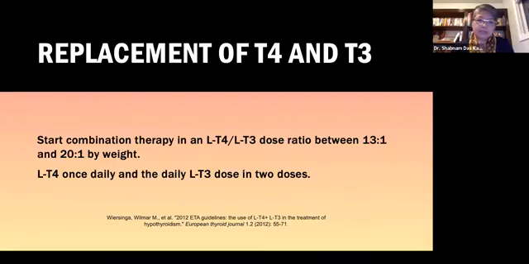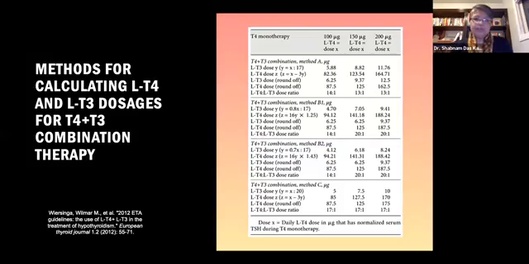So this is the recommendation from the European Thyroid Association guidelines. Start a combination therapy with a T4 to T3 dose ratio between 13 to 1 and 20 to 1 by weight. So they recommend that you give T4 once daily and T3 in 2 different doses. Now, this is one paper I would highly recommend you read. It's an open access paper. And you can see from this, and a whole bunch of numbers are there, how to calculate.